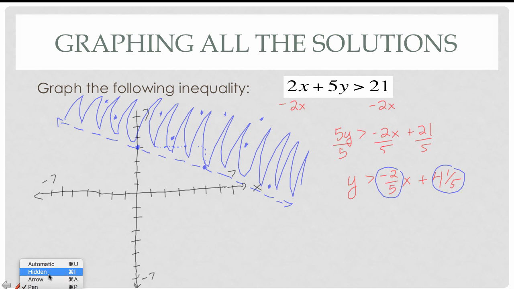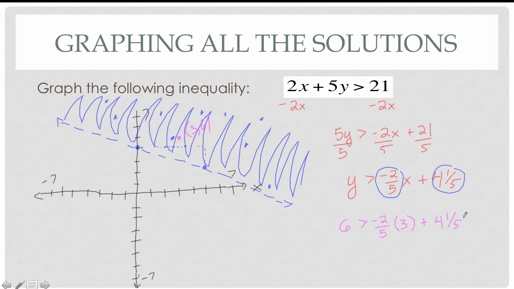And now let's pick a test point. Let's pick this point, 3, 6. It's in the shaded area, so if I put in a value of 6 for y, is that greater than negative 2/5 times 3, an x value of 3, plus 4 1/5?